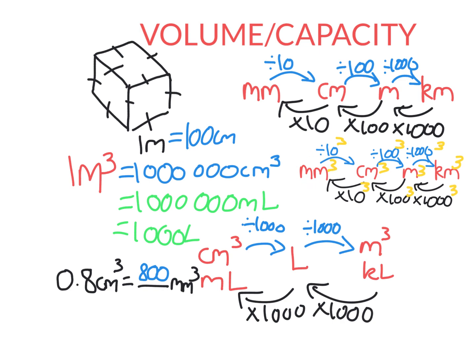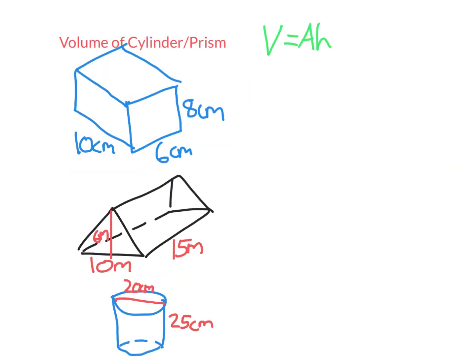All right, let's now look at finding the volume and capacity of prisms. So for prisms and cylinders, you can use the formula volume equals AH. A is the area of the base and H is the perpendicular height. So all prisms have a base, a shape that is repeated at the front and back or top and bottom. They have a consistent cross section. That's what makes them prisms.